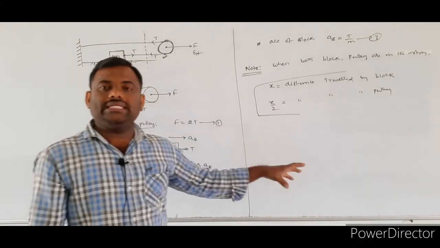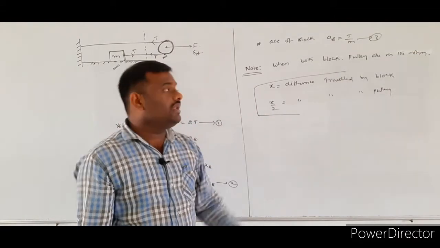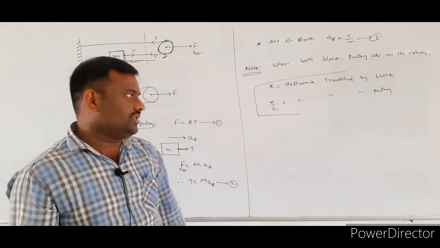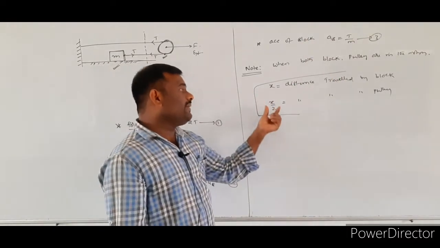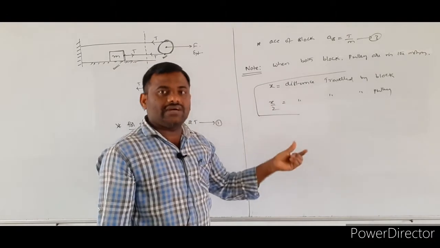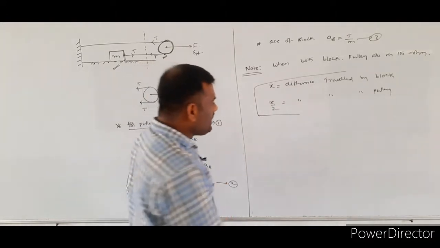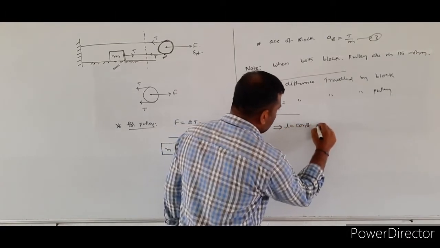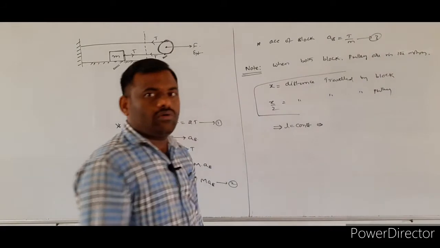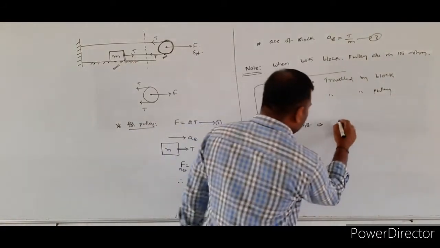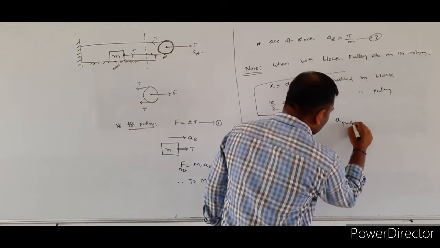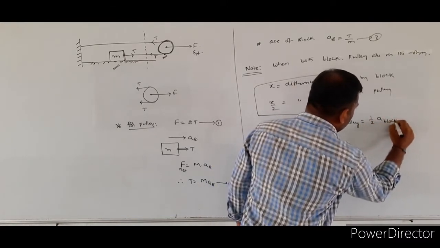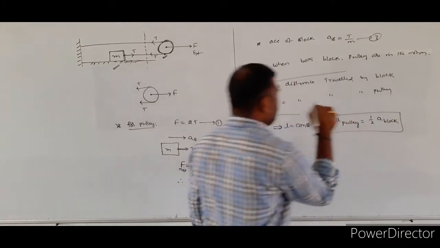So this is a point we have to remember when the block as well as the pulley will be in motion. If the distance covered by the pulley will be half of the distance covered by the block, then from this we will write, since the length of the string is equal to constant, acceleration of the pulley is equal to half of the acceleration of the block.